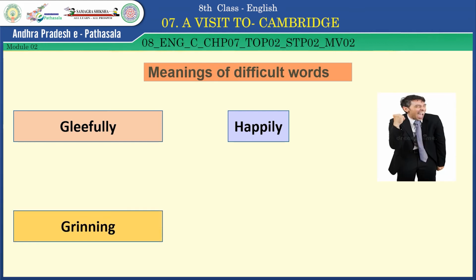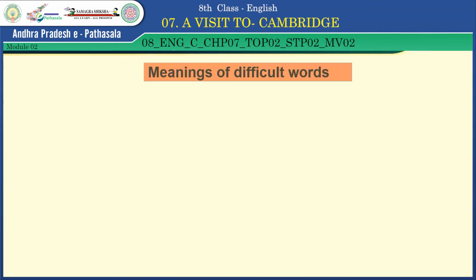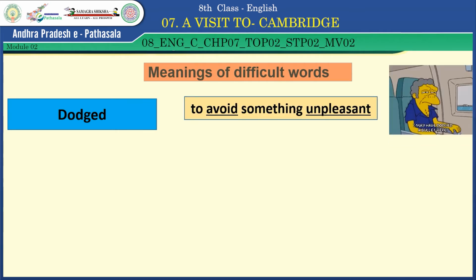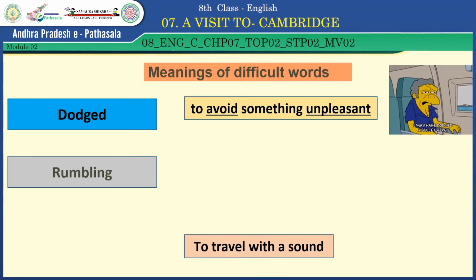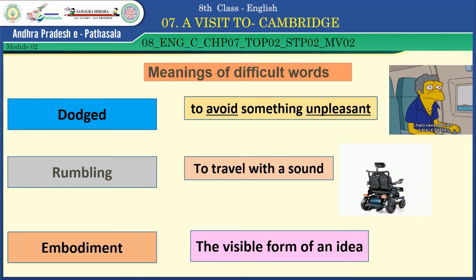We'll see some more meanings of difficult words. Dodged: to avoid something unpleasant. Rumbling: to travel with a sound. Embodiment: the visible form of an idea.